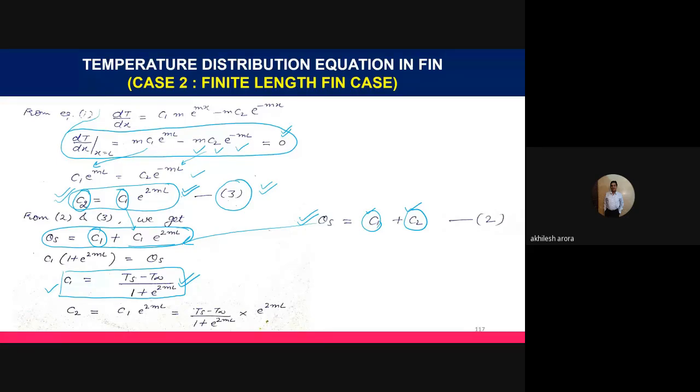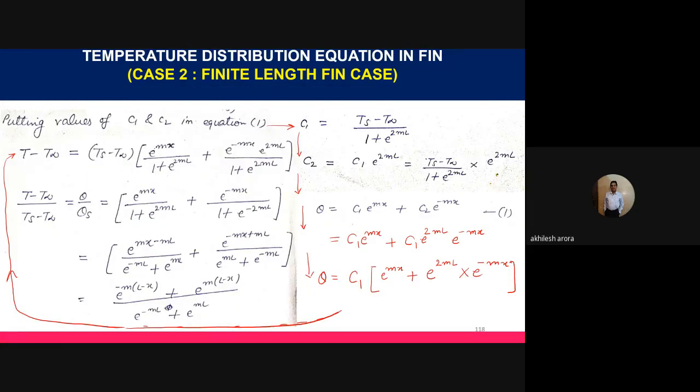And then we can proceed to find the value of c2. Now what is the value of c2? From equation number 3, once again you know that the value of c2 is given by c1 e raised to power 2ml. So c2 is equal to c1 e raised to power 2ml, and now c1 is this value, which we have kept here, multiplied by this value. So basically we have calculated the values of c1 and c2. Okay, so these two values we have calculated.